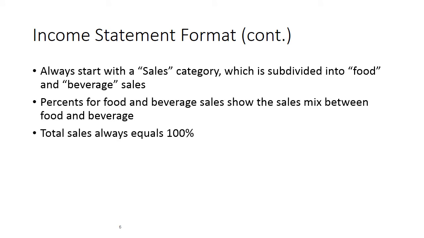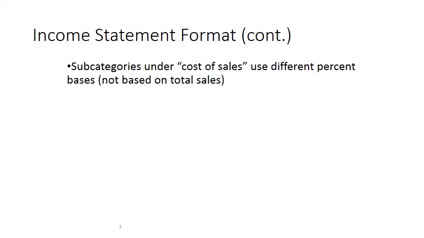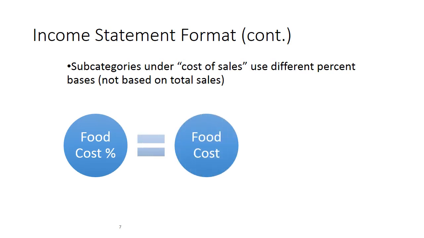So total sales always equals 100%. That's all the money that's coming in. So the subcategories, the cost of sales, this is the only one that uses a different percent base. So we're not basing this on the total sales, we're basing it on their subcategories. So our food cost percent, for example, is the food cost divided by the food sales. We don't want to divide that by total sales because we've also got beverage costs in there.